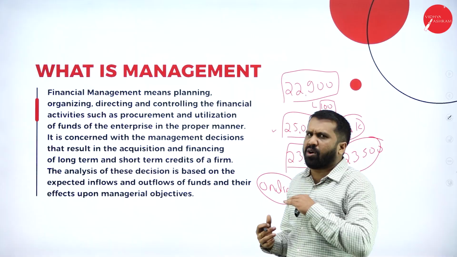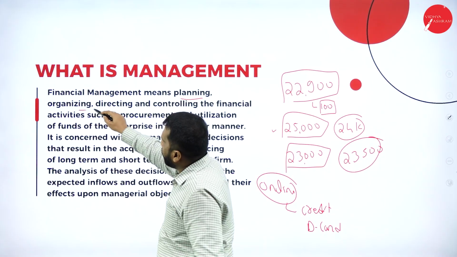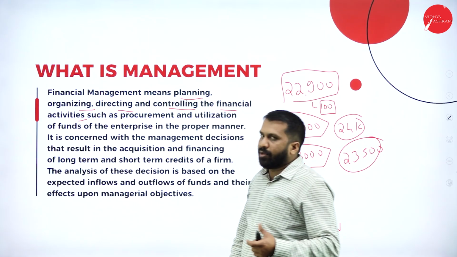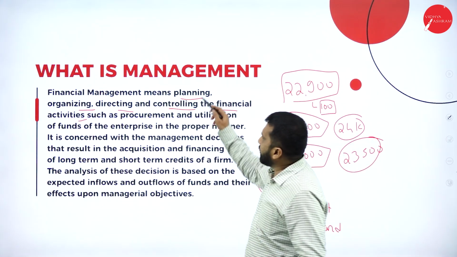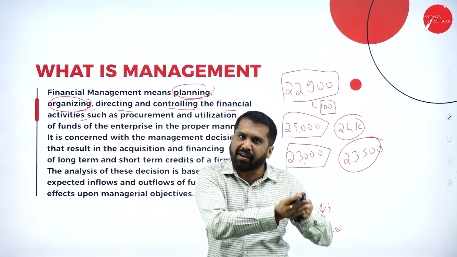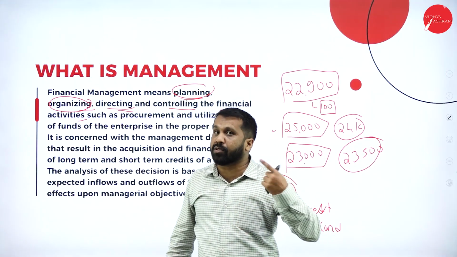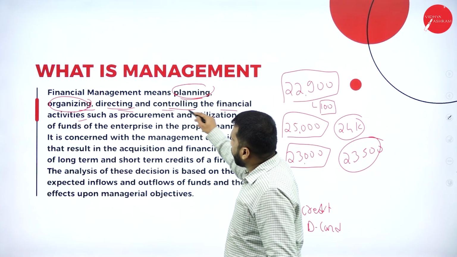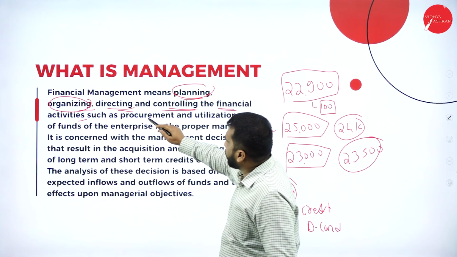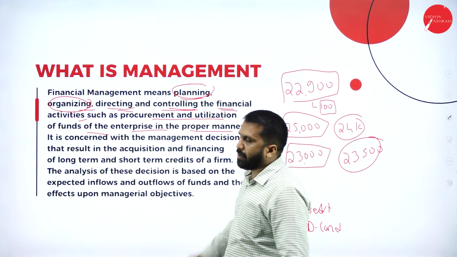Under this topic, it is all about theory. Now, financial management means planning, organizing, directing, controlling of financial activities. You can take the example of your mom only. She will plan, she will organize 100 rupees for this, 1000 for this, 5000 for this. That is called organizing. Directing, she will direct where to go, what to purchase. Controlling, she will control the money, control the finance, the financial activities such as procurement and utilization of funds of enterprises in a proper manner.